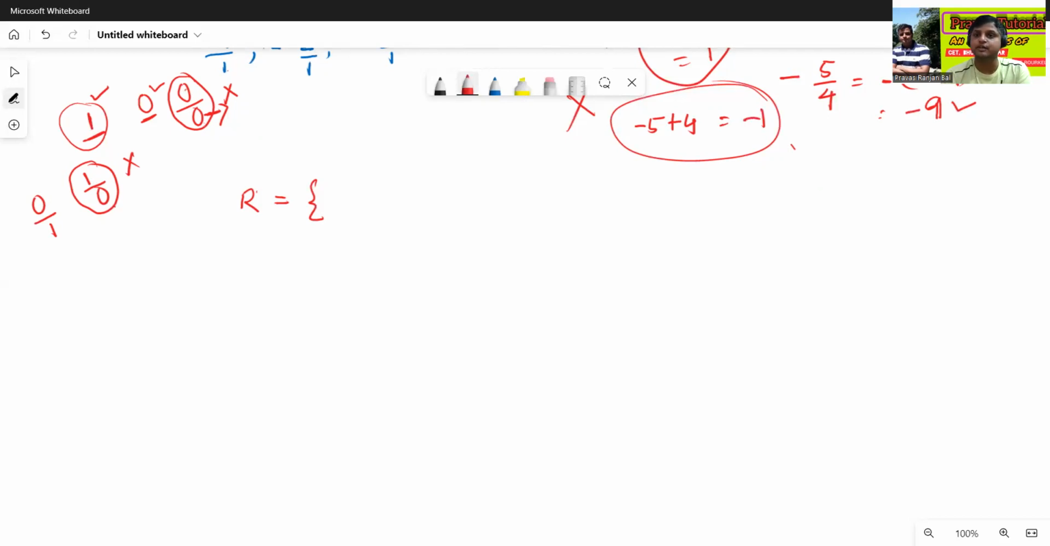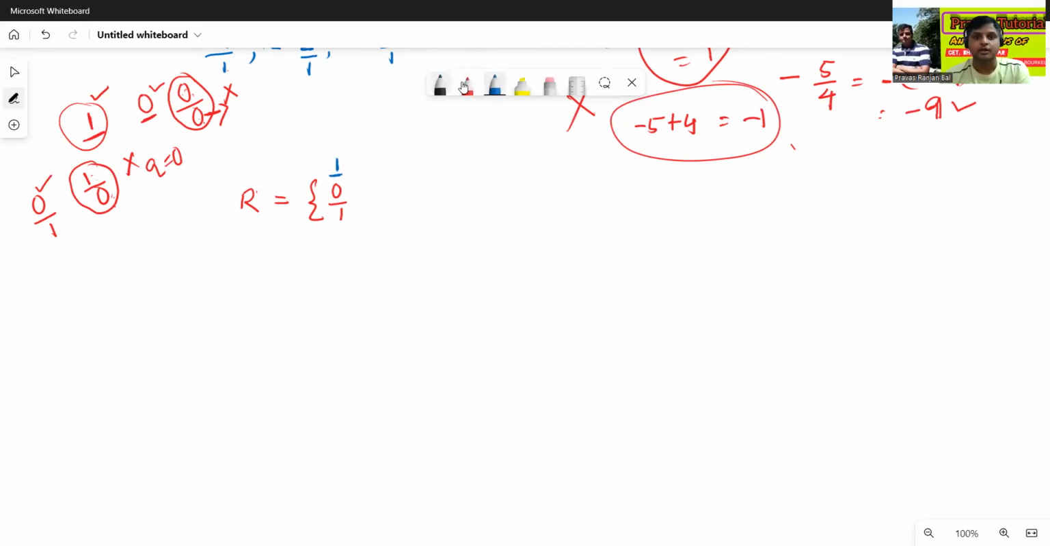Here 0 by 0 is not a rational number, because here in 0 by 0 and 1 by 0, the q value equals 0. So 0 by 0 and 1 by 0 are both not rational numbers. So where will we start? 0 by 1, 0 divided by 1. This value equals 1, meaning here p plus q equals 1.